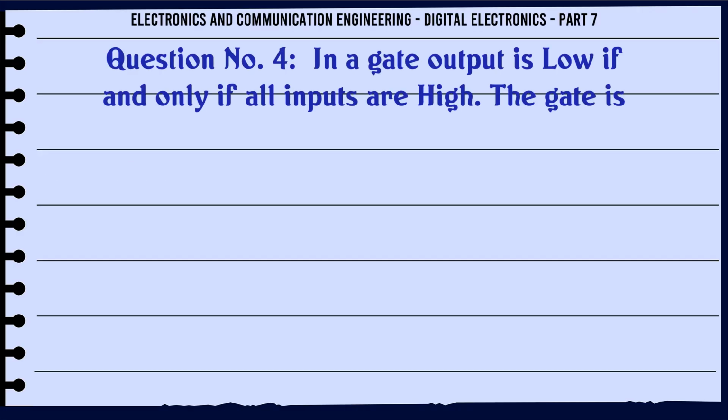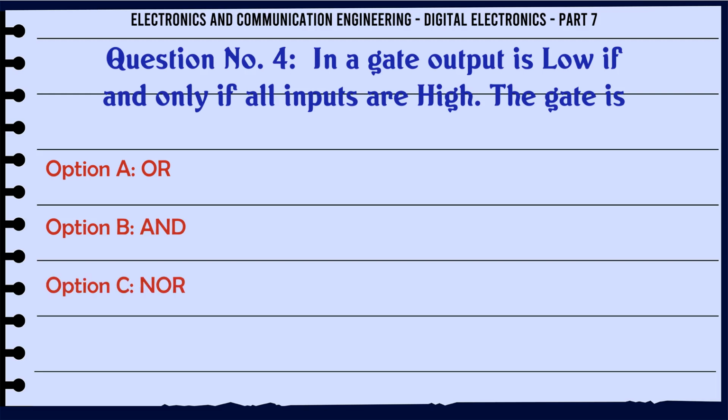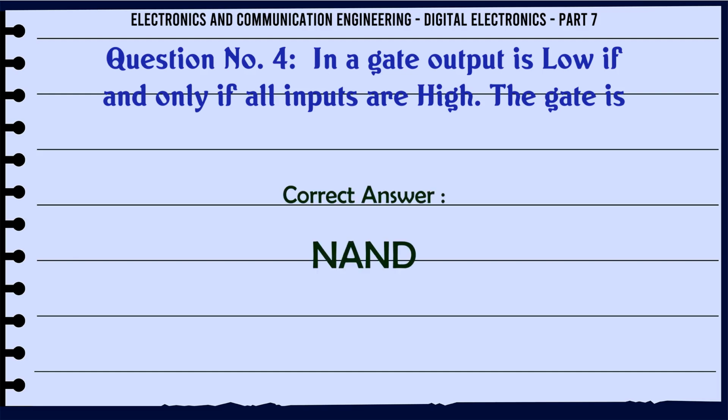In a gate, output is low if and only if all inputs are high. The gate is: A. OR, B. AND, C. NOR, D. None. The correct answer is none.